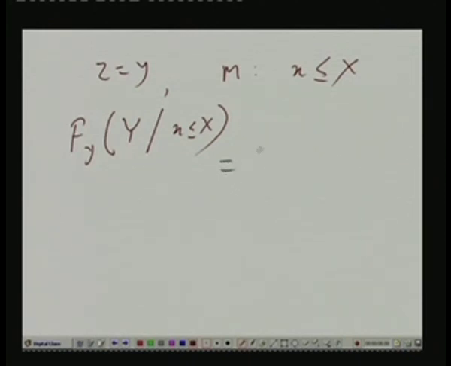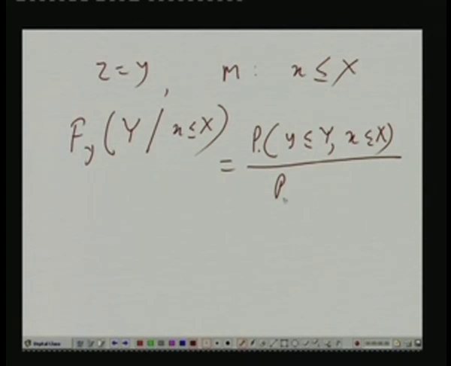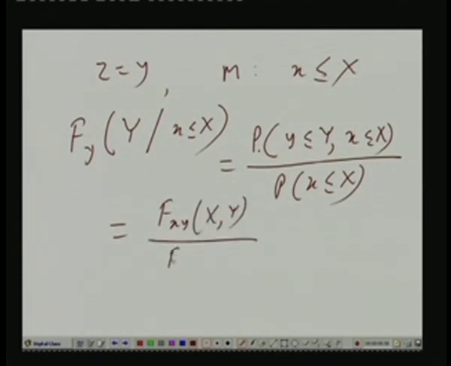This is nothing but the probability of this joint probability, y taking values less than or equal to capital Y and x taking values less than or equal to capital X, divided by the probability of x. This is the joint distribution F_XY, and this is F_X(x).